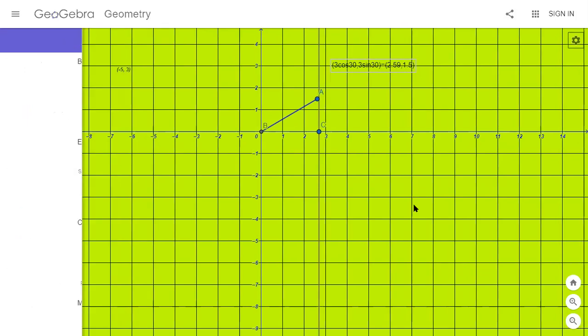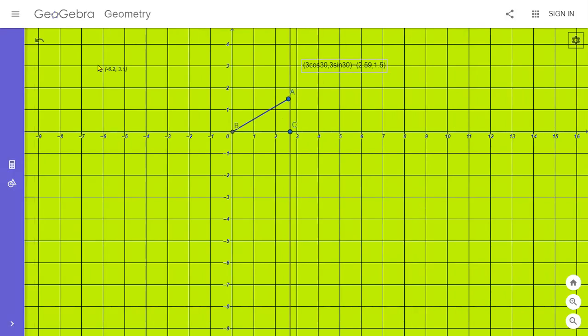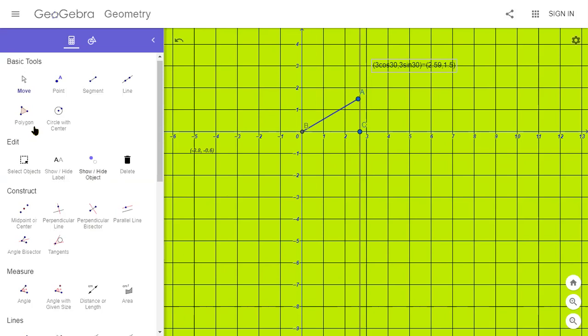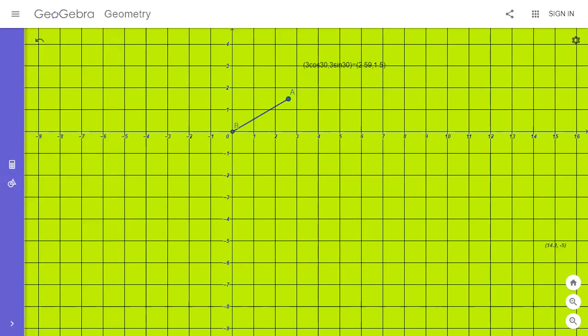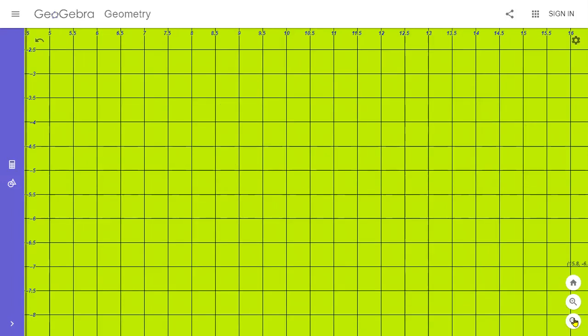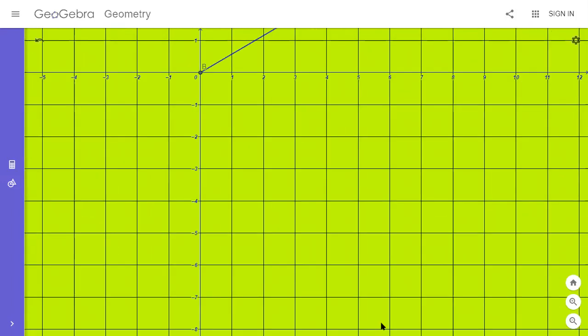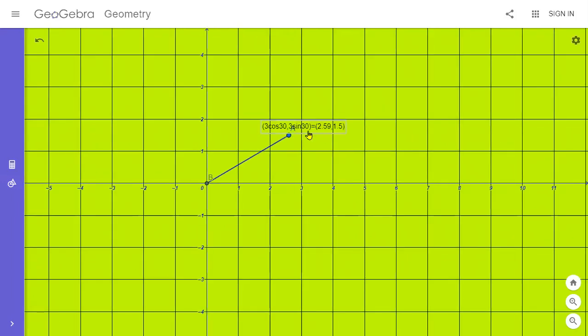This is the way of checking. Here we have changed the polar coordinate into the corresponding Cartesian coordinate. This is the way of changing the polar coordinate into the Cartesian coordinate. Here we can see the location 2.6 comma 1.5, and we have calculated the same value.